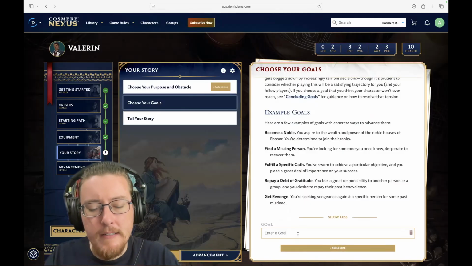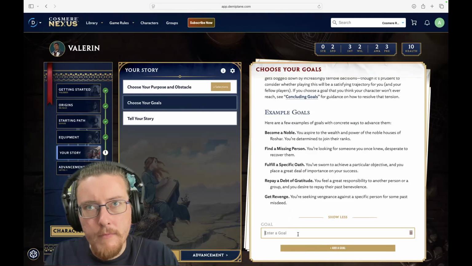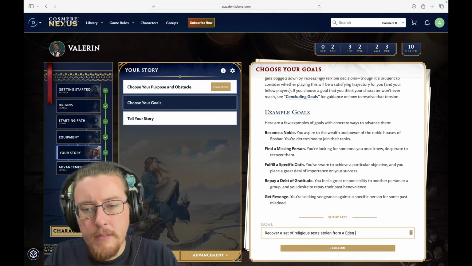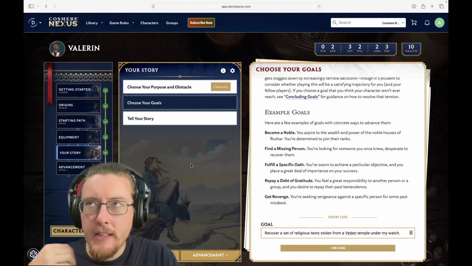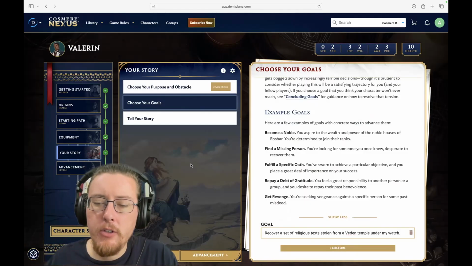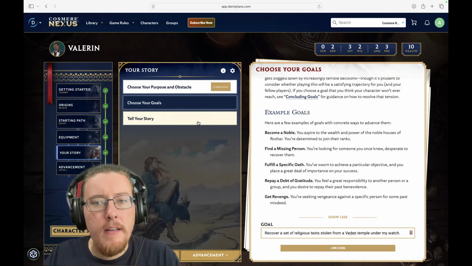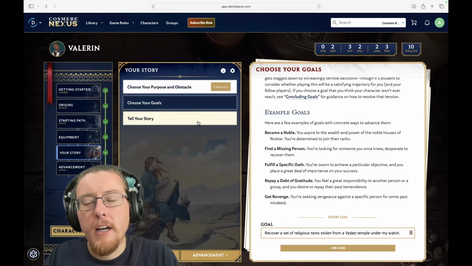I'm going to say I'm going to recover a set of religious texts stolen from a Veden temple under my watch. I think that will give a simple way for the GM to incorporate that into any story, but it's also not something unachievable, right?